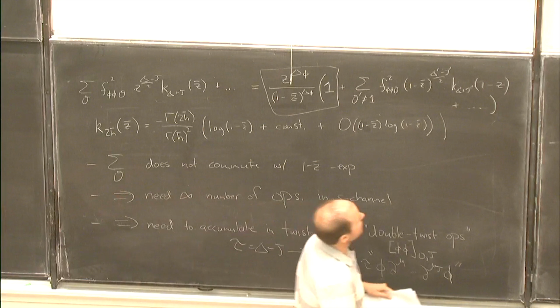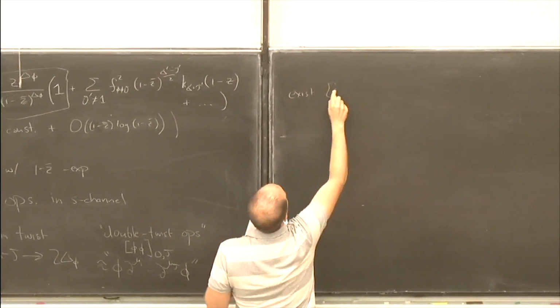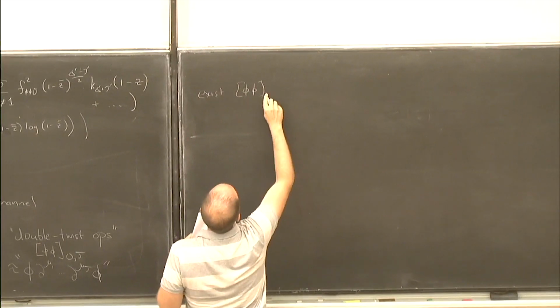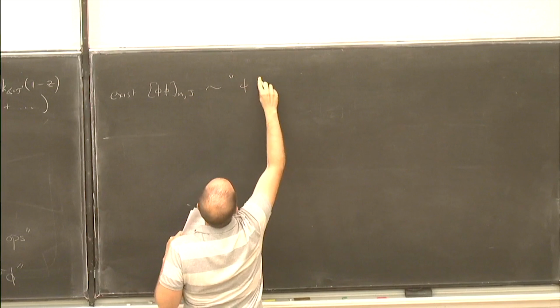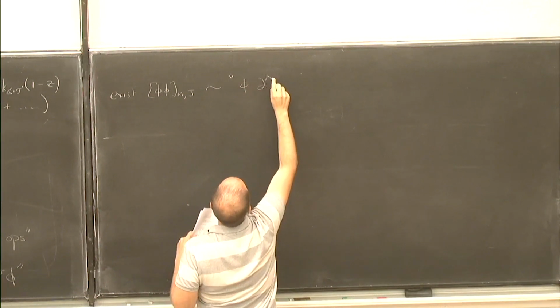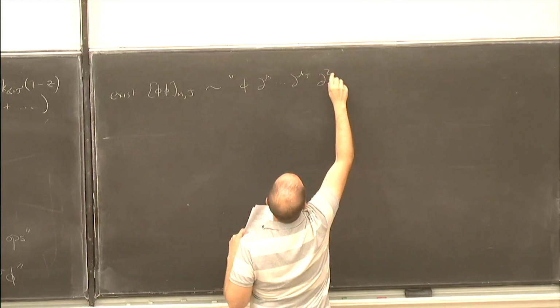Okay, and similarly, one can argue that there exist other double twist families labeled by n, and these are schematically phi with some derivatives and then some boxes.